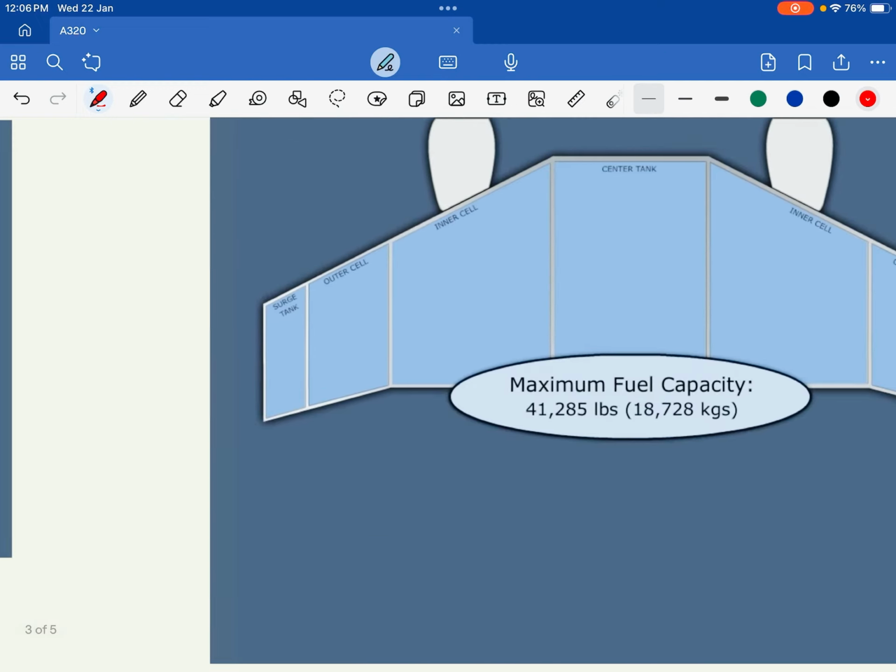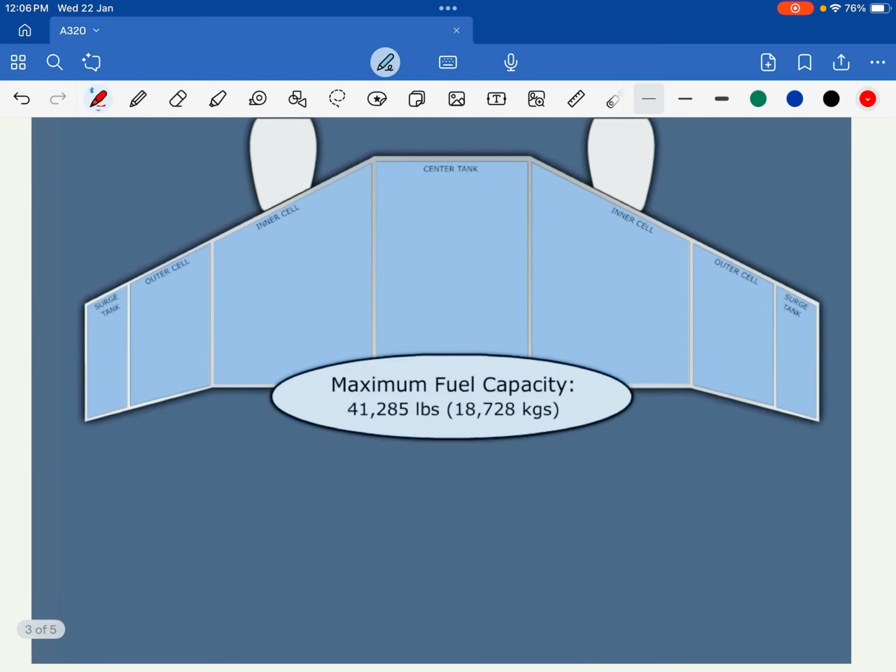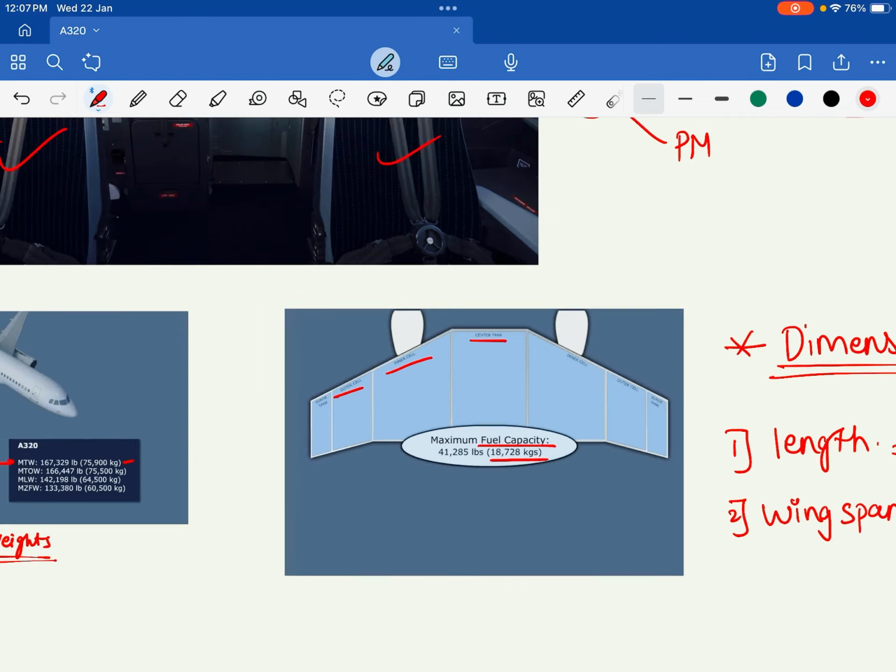The next is fuel. How much fuel you can carry in the 320 aircraft. So the maximum fuel capacity of the aircraft is 18,728 kgs. The 320 aircraft has 3 tanks. One is central tank, one is inner tank, and one is outer tank. So including the fuel of all the 3 tanks, your fuel should not exceed 18,728 kgs. Okay. So this was the maximum fuel requirement.